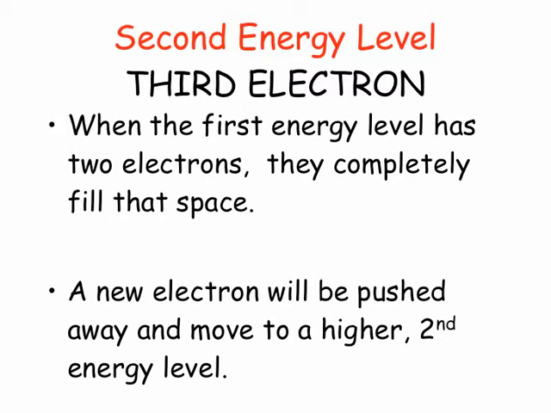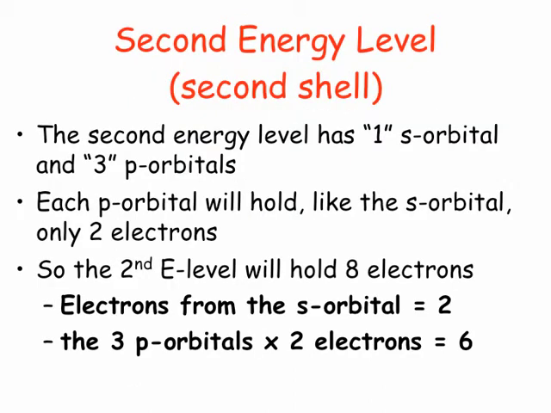So a new electron will be pushed away and move to the higher second energy level. So now we are in the second row of the periodic table, and that third electron is located in the S section. The second energy level has 1 s orbital and 3 p orbitals. The p section is on the further right.